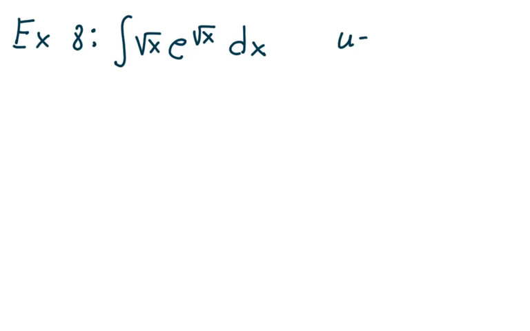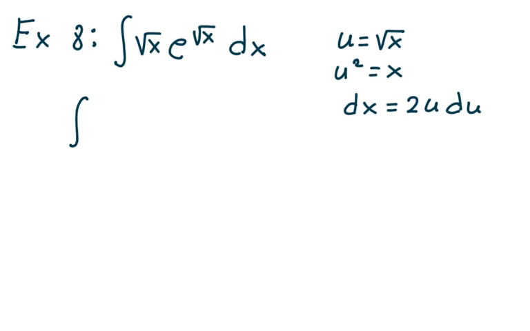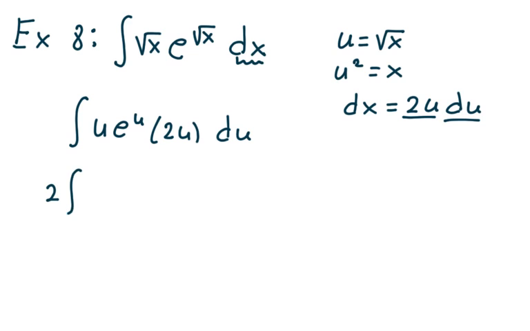Now, I'm going to let u be square root of x. Square both sides to get rid of the radical. Standard practice. And so dx is 2u du. And so this is the integral of u e to the u. And so I'm going to replace dx with 2u du. So I'm going to pull the 2 on the outside, and I'm going to integrate u squared e to the u du. And this is classic integration by parts.